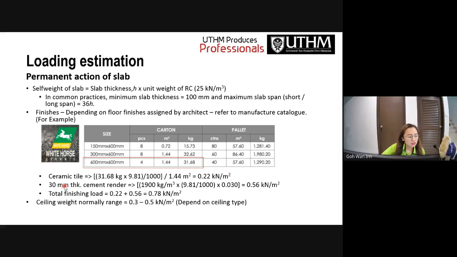Okay, and then 30 mm thickness cement render. You convert the unit to Newton, and then you multiply it. You will get 0.56 kilonewton per meter square, and then total finishes load equals ceramic tile added with the cement render, so you will get 0.78 kilonewton per meter square. And ceiling weight is normally in the range of 0.30 to 0.5 kilonewton per meter square, depending on the ceiling type. Okay, so this is the value.